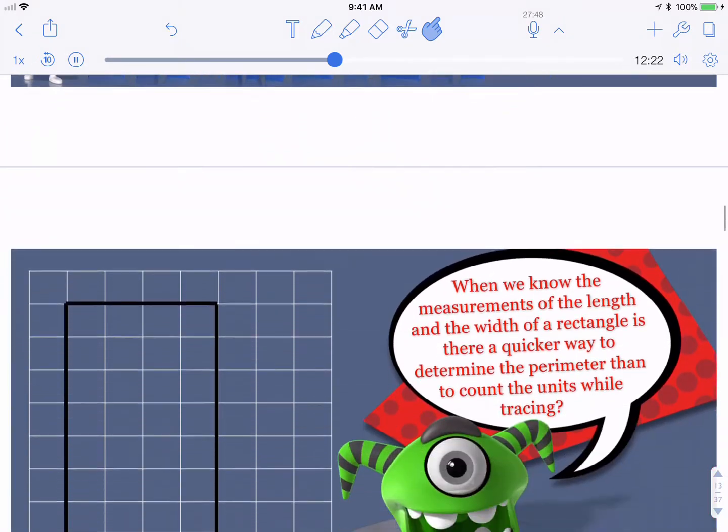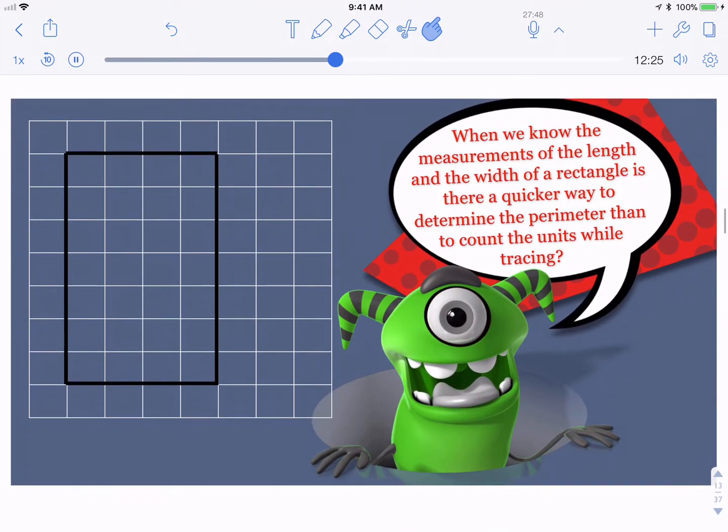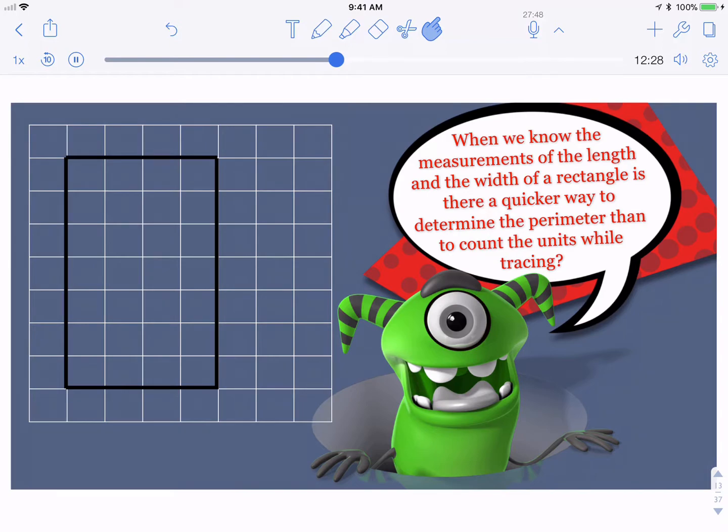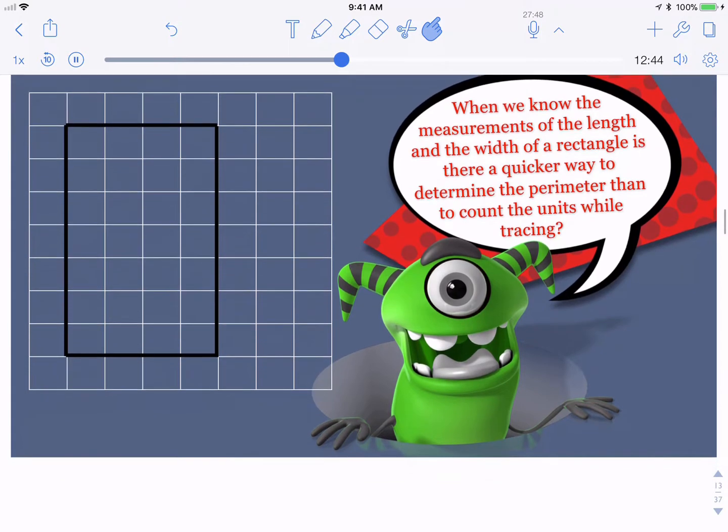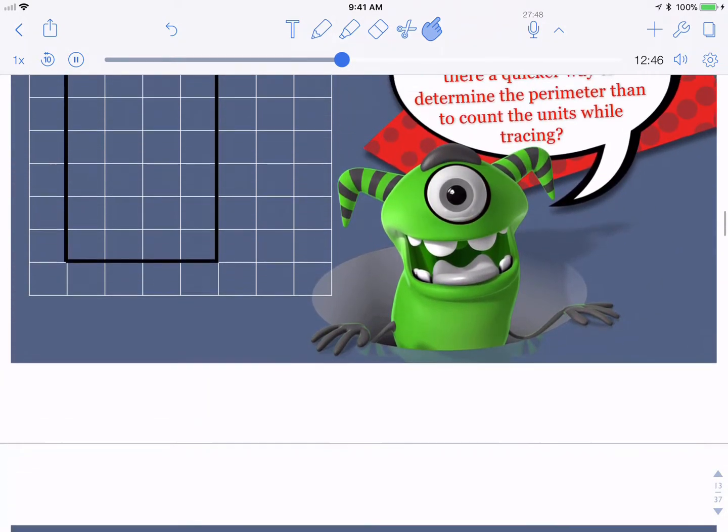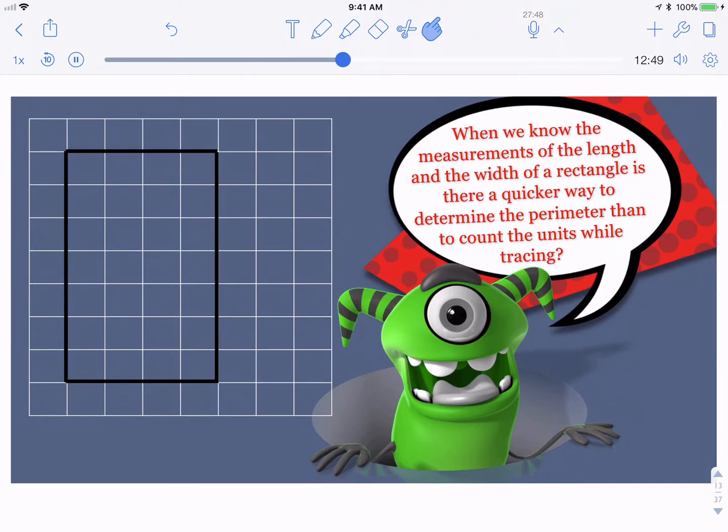When we know the measurements of the length and the width of a rectangle, is there a quicker way to determine the perimeter than to count the units while tracing? Is there an easier way? Talk to your neighbor. See what they think. Is there an easier way to find the perimeter instead of just tracing and counting as you go around?